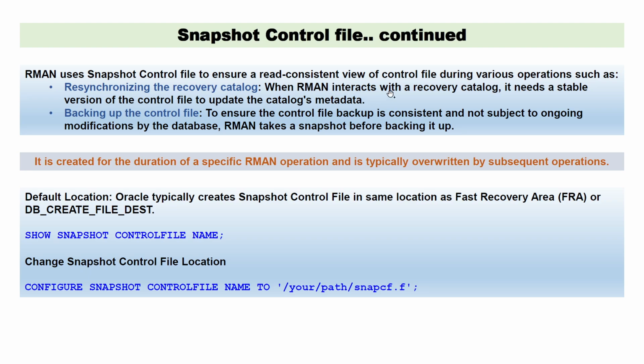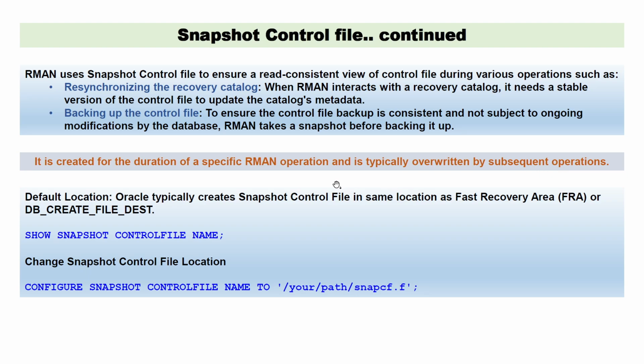So when RMAN interacts with a recovery catalog, it needs a stable version of the control file to update the catalog's metadata. That's why it will create a snapshot control file. If you are trying to take the backup of the control file, it will first create a snapshot control file and take the backup of that control file.